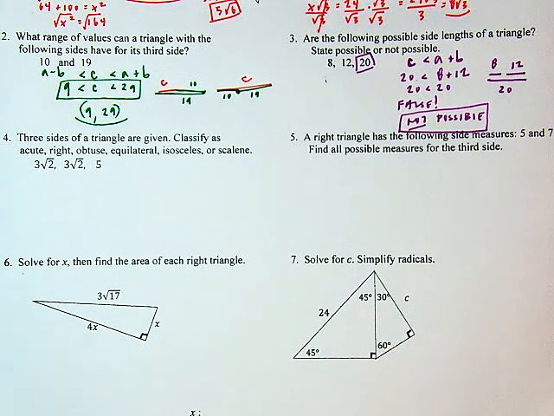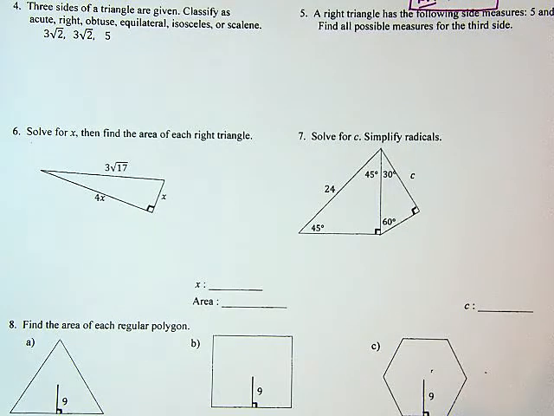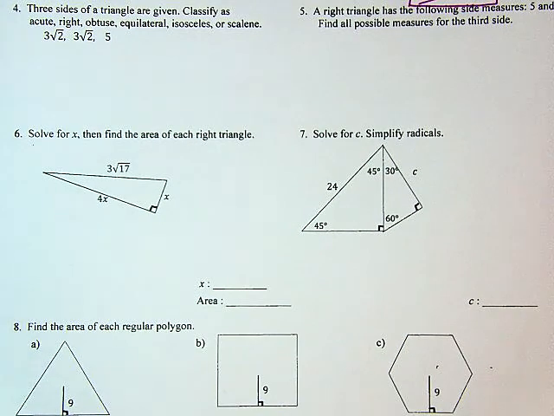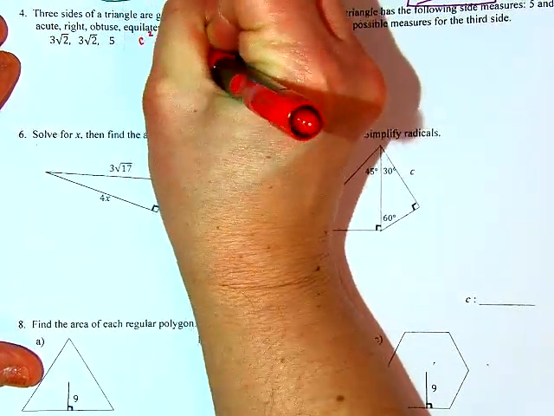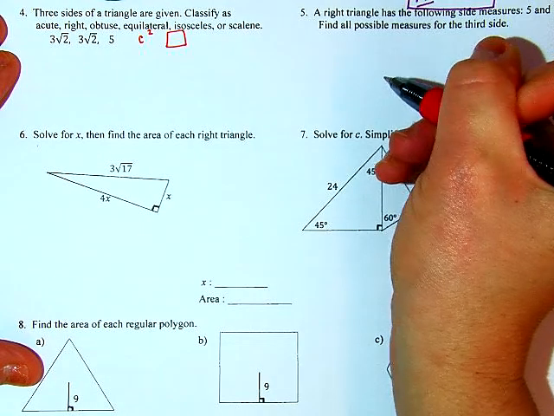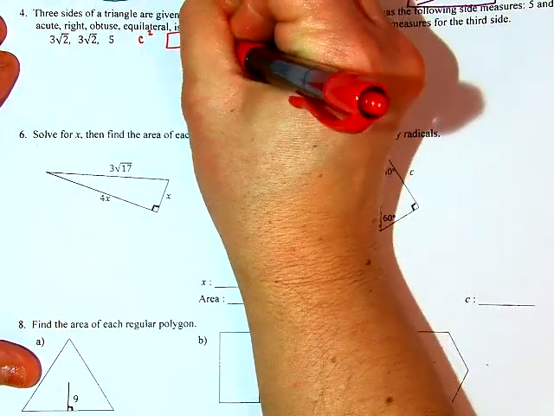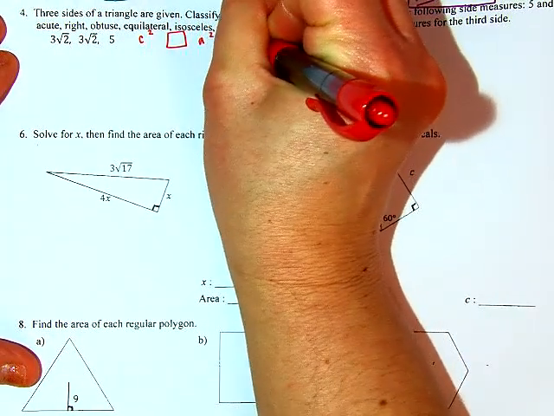All right, next skill, 3 sides of a triangle are given. Classify as acute, right, obtuse, equilateral, isosceles, or scalene. So looking at these 3 sides, I don't right away know which one is the biggest. So I'm going to first just write the structure that I need to follow. So I know that this is a Pythagorean inequality. So I'm looking at how C squared, the biggest side squared, relates to A squared plus B squared.